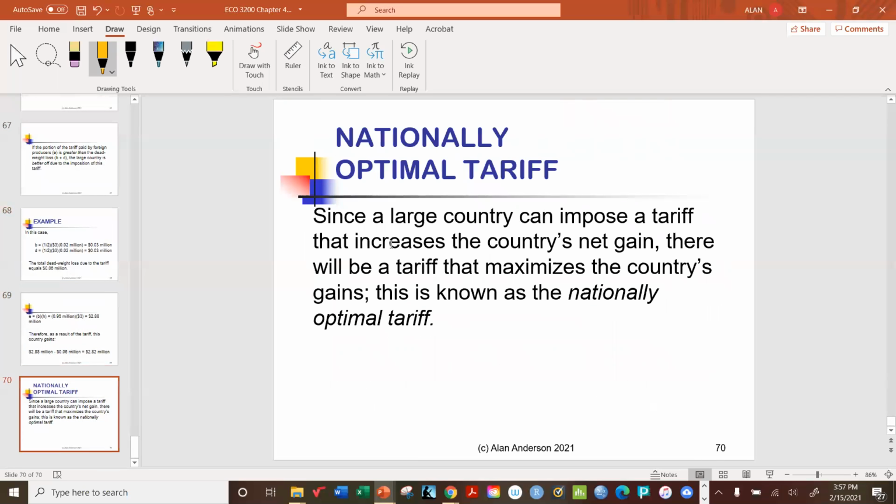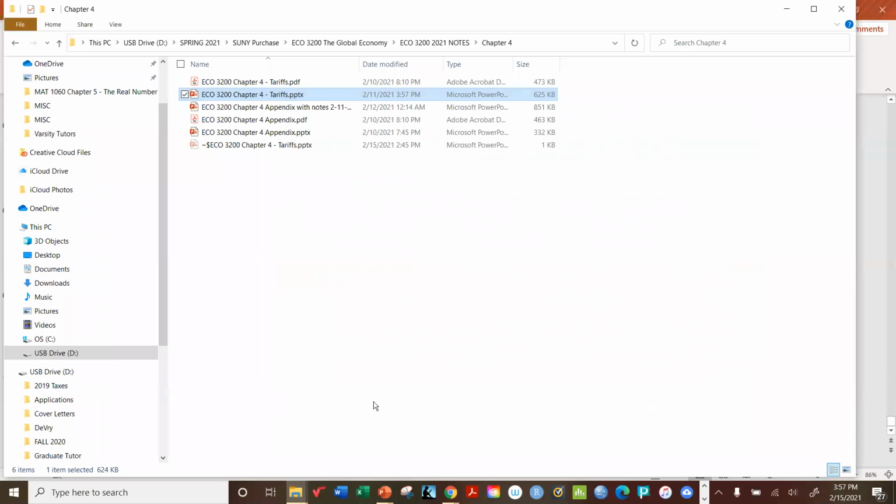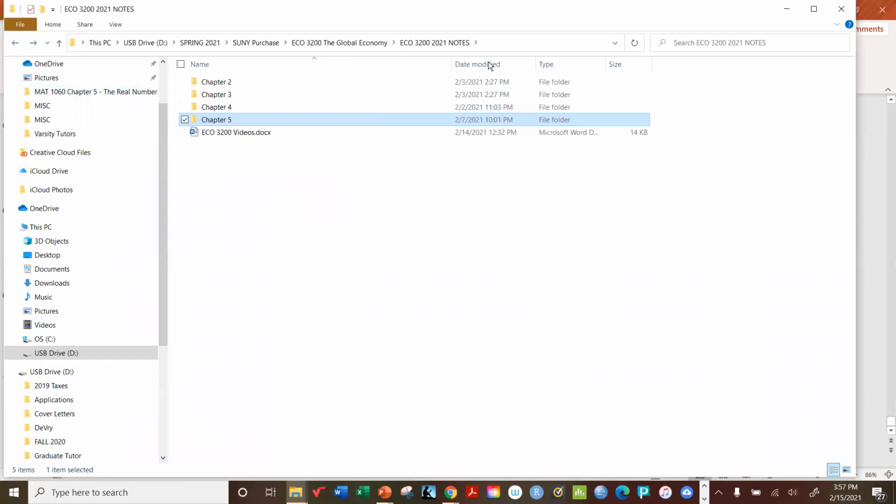So now this section is completed, but what comes next is our discussion about quotas. Quotas are different because they're just a numerical limit on imported products. I mean, there's a limit to how much can come in. Quotas do not raise any revenues for the domestic government. So as you can probably imagine, it's going to be very hard for us to avoid losing any surplus if we simply impose a quota. In chapter 5, which we'll be looking at next, that's exactly what we're going to see.